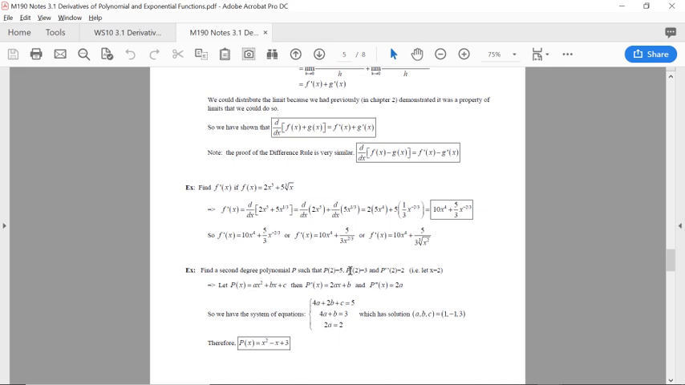Now, find an equation where p prime of 2 is equal to 3. Well, the derivative of this with respect to x, we can find p prime of x.